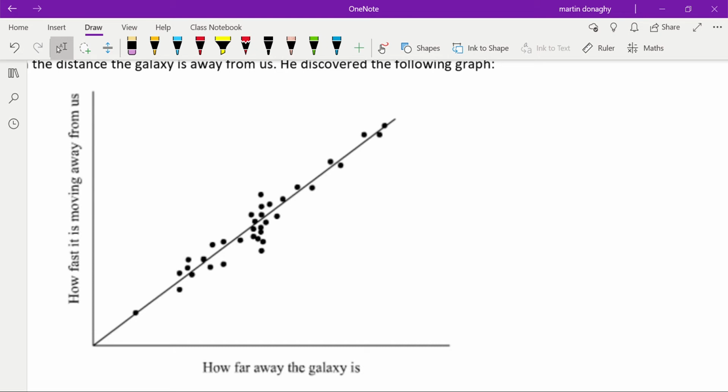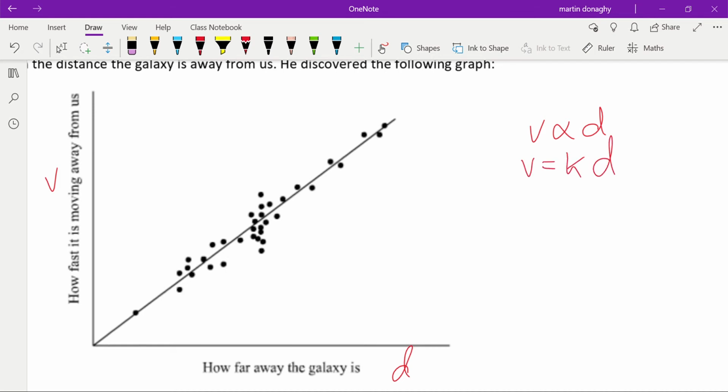So in this case, we have really v, the velocity, the recessional velocity that the galaxy is moving away from us, and the distance that it is away from us. So we can just say that v is directly proportional to d. In maths, we just replace that directly proportional symbol with an equals k.